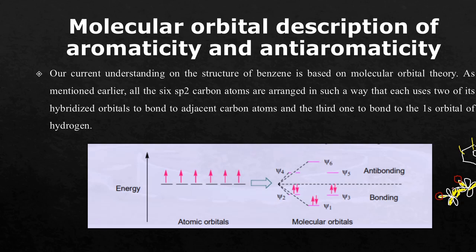Now the remaining p orbitals, that is the unhybridized p orbitals, undergo a lateral overlap resulting in the formation of a pi bond.